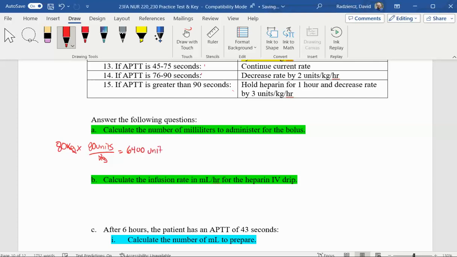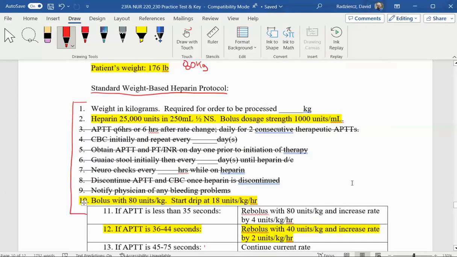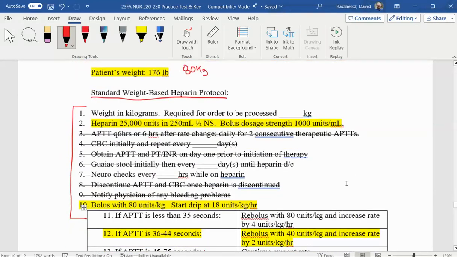Now, if it was just asking for how many units to administer, we'd be done. But unfortunately, it doesn't ask that. It asks to calculate the number of milliliters. So you need to figure out your available. Well, I mentioned that this protocol tells you your availables, and that's actually what step 2 of the protocol, or procedure 2, or whatever it's called, this is what you have available.